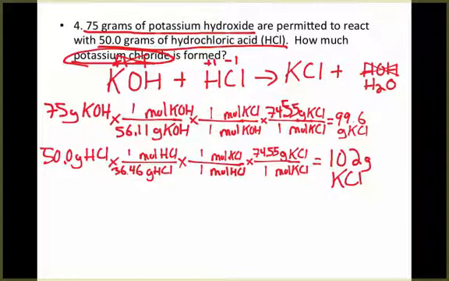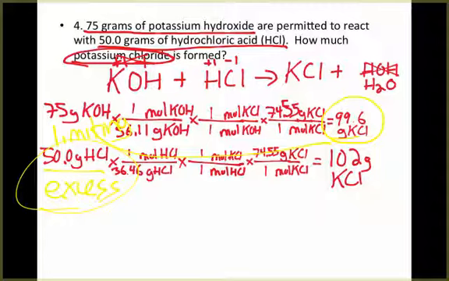So, 2 answers here. Which one is correct? It's the one that's the lowest. So that is the right answer. So 99.6 is your answer. If I ask for limiting reactant, KOH is limiting. HCl is in excess. That's how you do it.